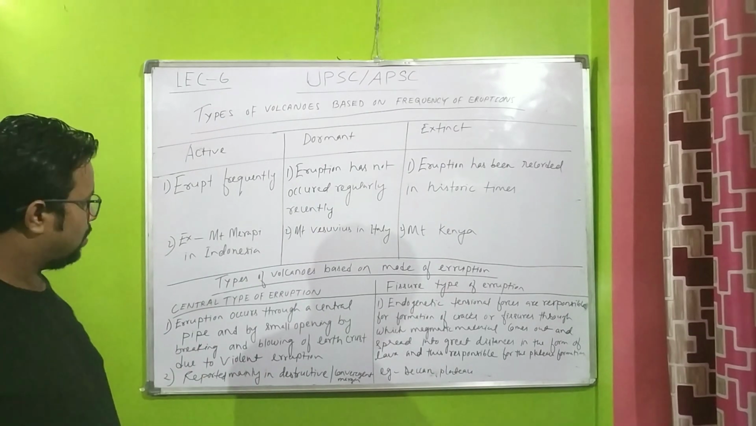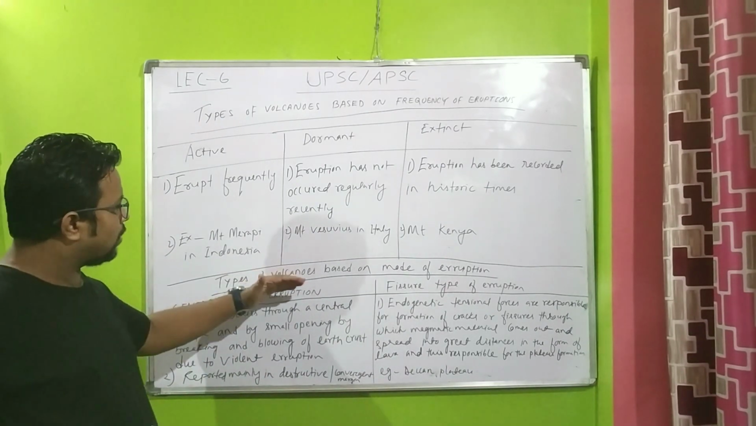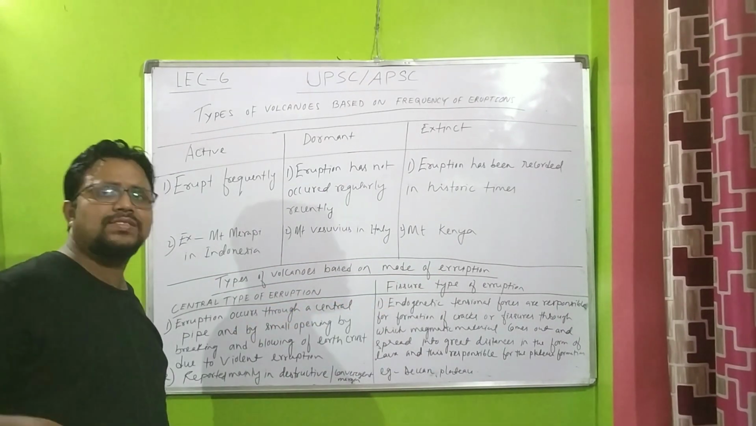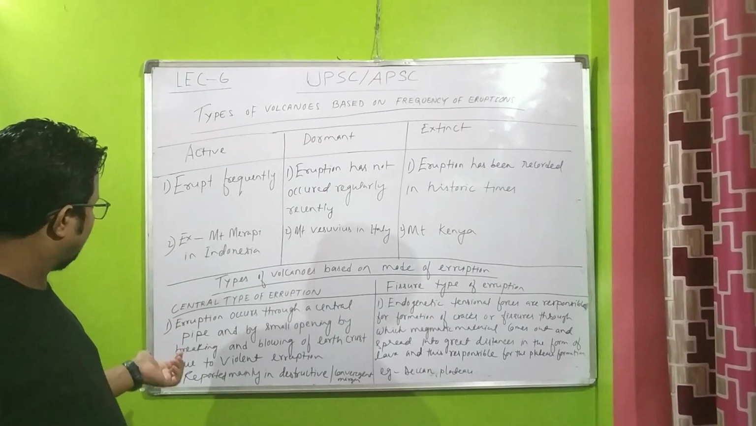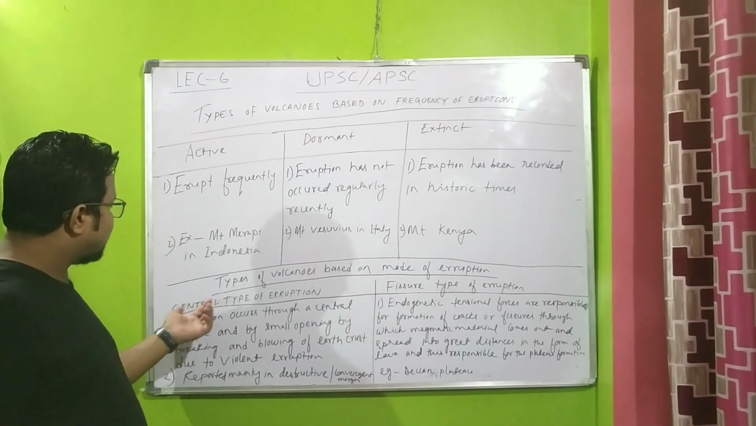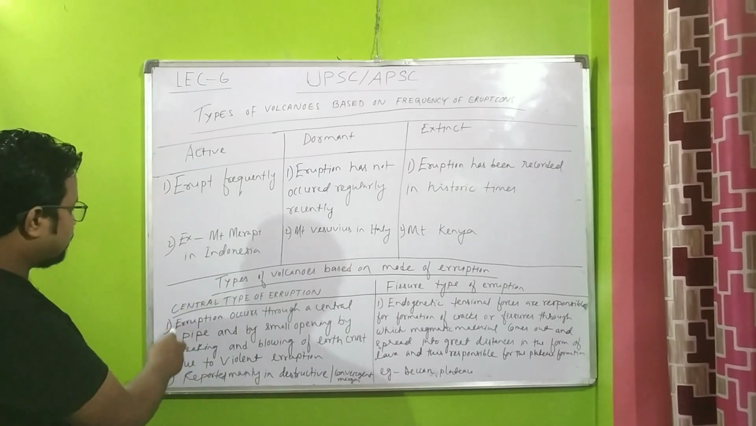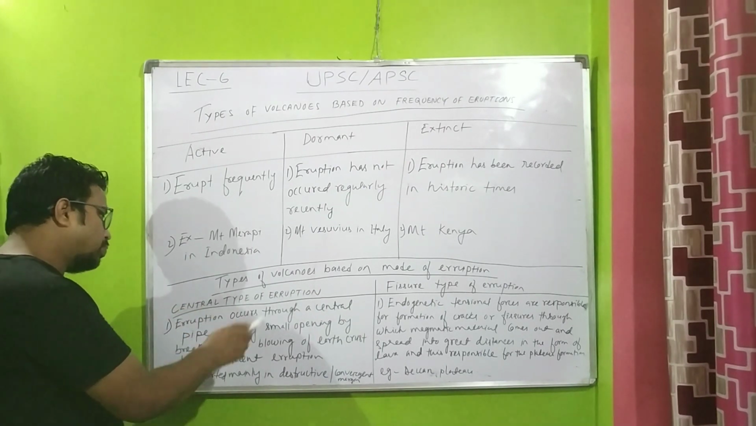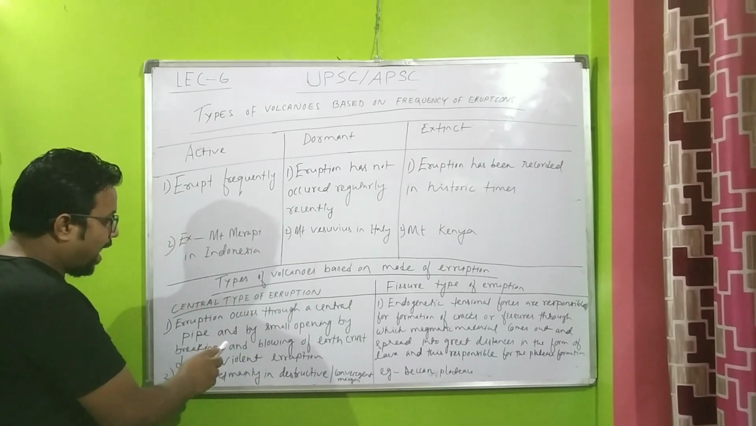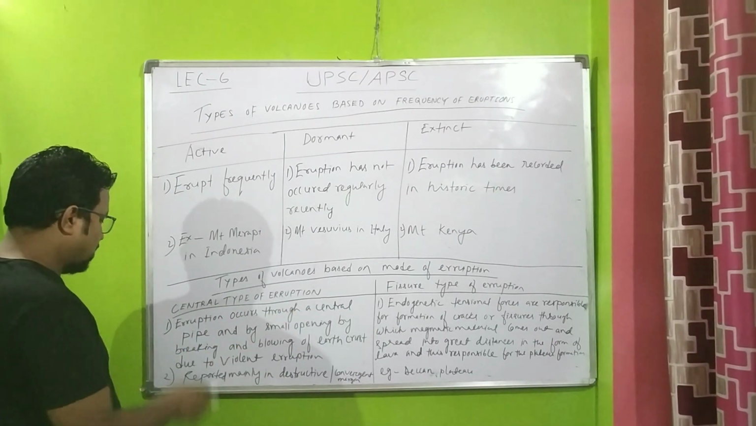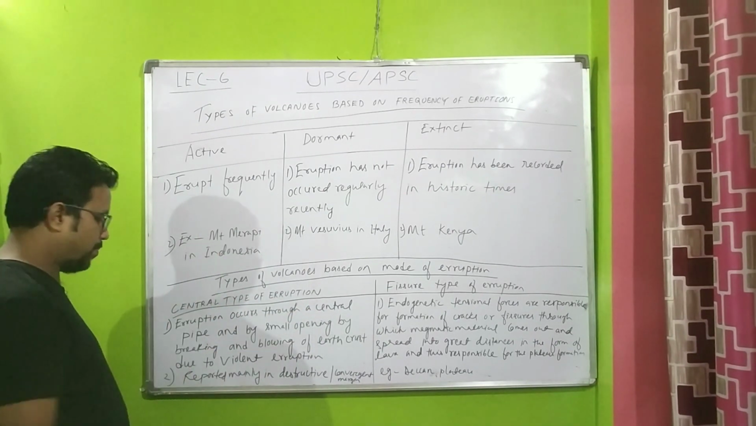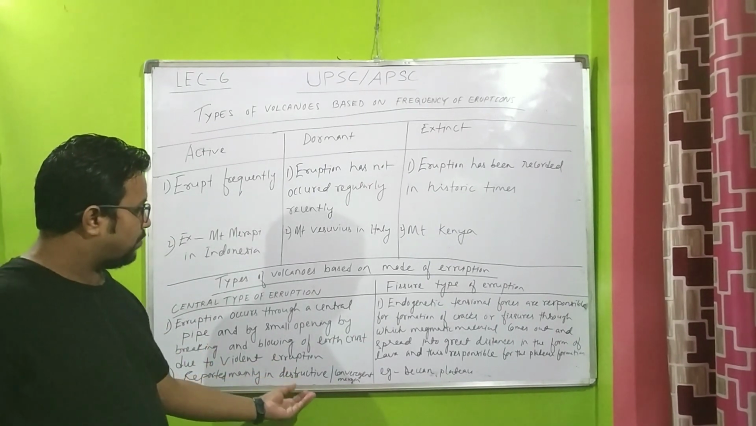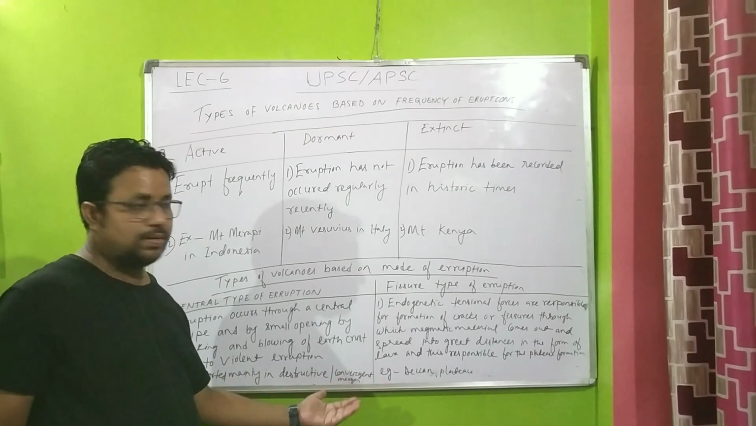Example, Mount Kenya. Now, types of volcanoes based on mode of eruption. I did this too in the first class itself, but now I am just reading the point. In central type of eruption, eruption occurs through a central pipe and by small opening, by breaking and blowing of the earth crust due to violent eruption. And this is reported mainly in destructive or convergent margins.